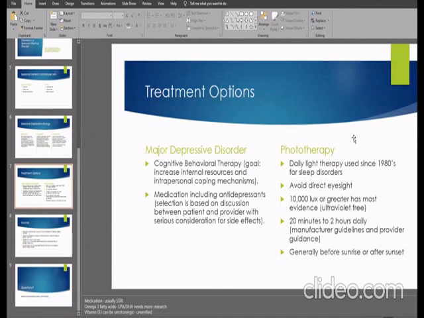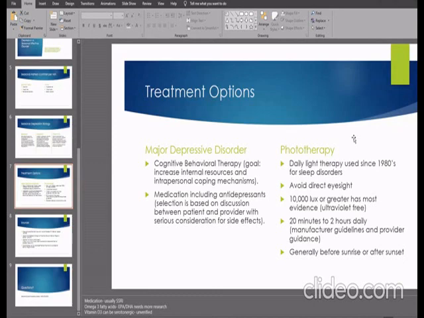We've been using it since the 1980s, really for sleep disorders. You do not want to put it directly in front of you. So you want it to be off to the side. Generally, when you're talking about the strongest evidence source, it's 10,000 lux or better. Definitely ultraviolet free. This is not a light source that you are going to get a tan. Okay, it's not going to have any of that kind of impact. If it does, you are really increasing your risk for skin cancer.